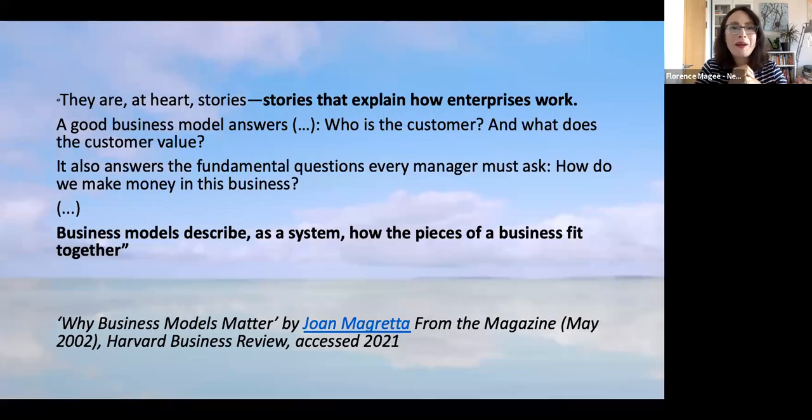Okay, now this is a quote from the Harvard Business Review, so very serious about business models. Business models are business concepts, and I'm going to read that quote, which kind of explains what they are, but you will go into details. Business models, they are at heart stories that explain how enterprises work. And if you work on your own, you are an enterprise, a tiny enterprise, but you are. A good business model answers who is the customer, and what does the customer value? It also answers the fundamental question every manager must ask: how do we make money in this business?